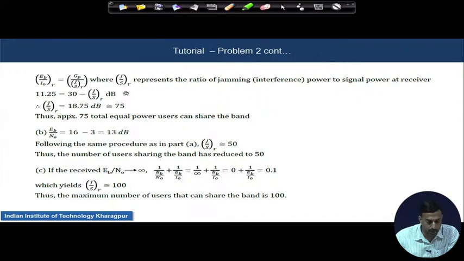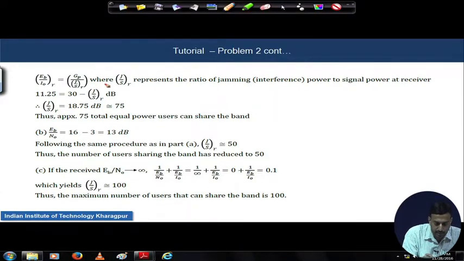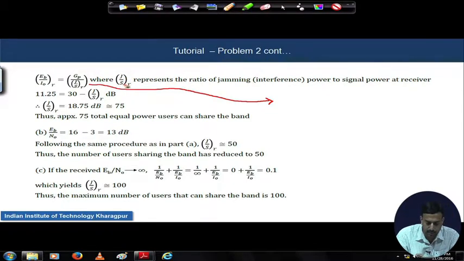Now, how to use it in order to find out the total number of users supported. We have already calculated this, and this expression again is quite common, wherein Eb by I naught is written in terms of the processing gain and the ratio of the jammer power to the signal power. So let me just quickly elaborate this: GP by J by S.